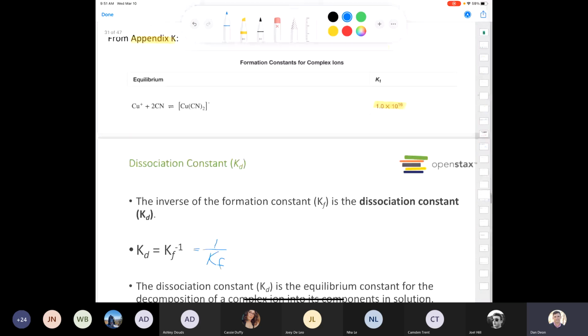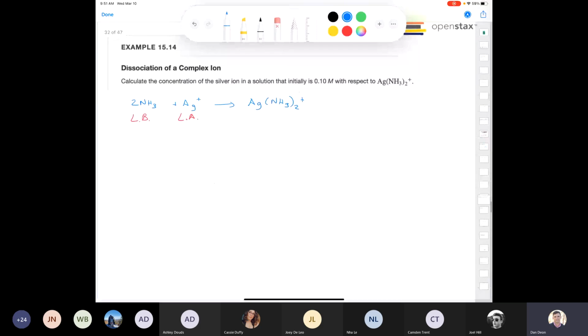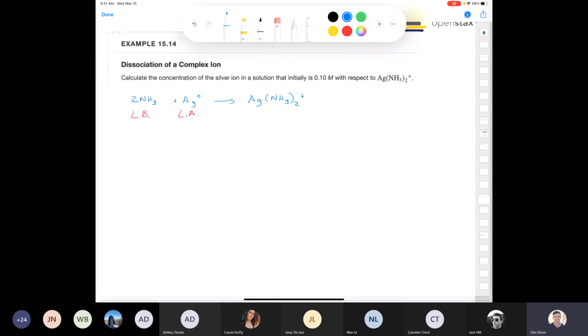So instead of me writing out the Lewis structure for everything, I've just written out the condensed molecular formulas. So we have our ammonia. It's going to be in the solution. This ion is going to be in solution, and this ion is going to be in solution. They're all ions. Well, if I want to use an ICE table to determine the concentration of silver ion that's initially present in this equilibrium, I'm going to use my Kf, right?